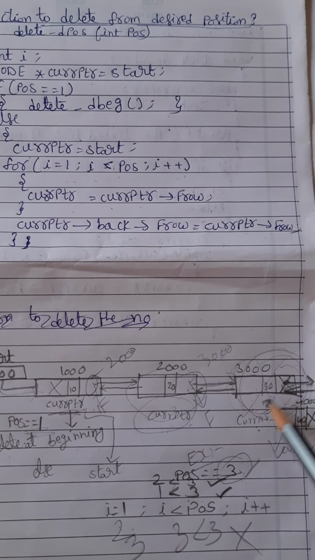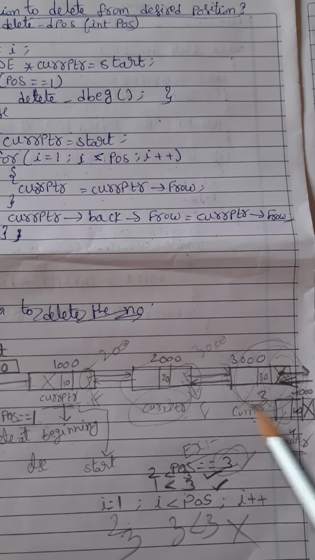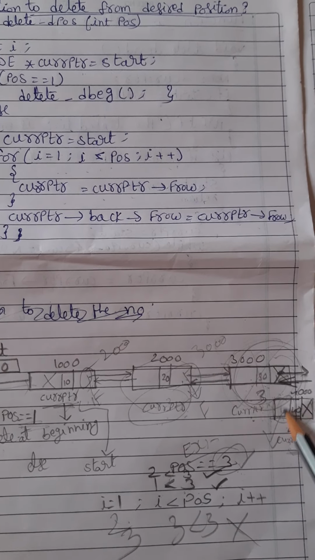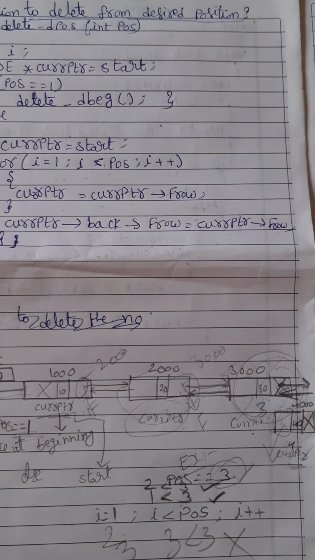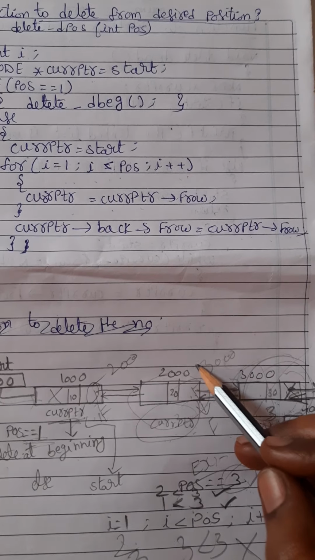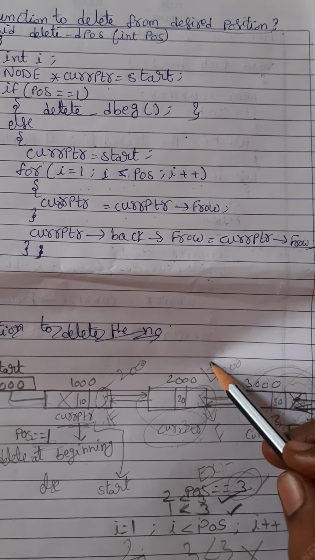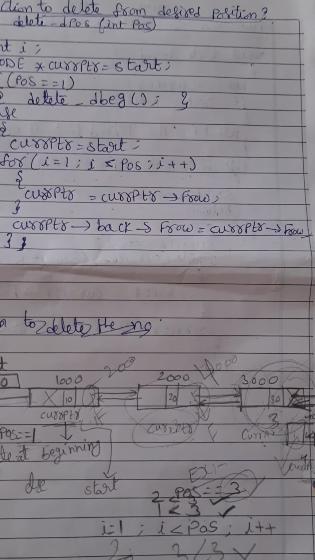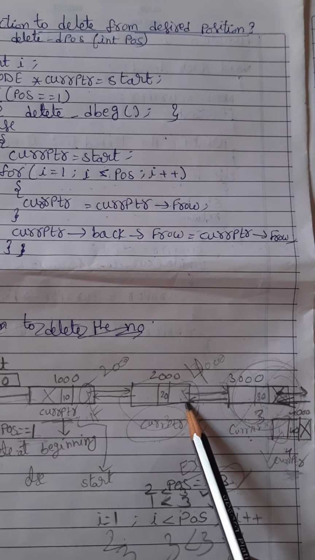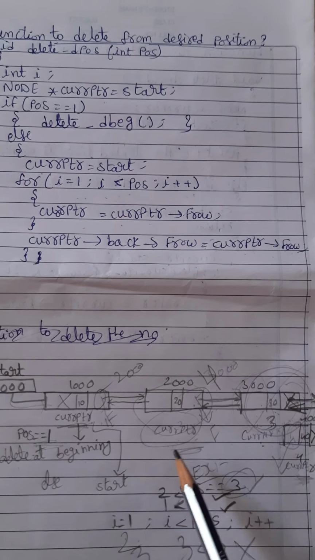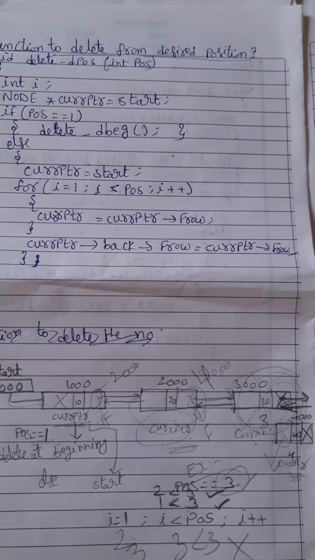After deleting the third node, it will move to the next node, and the next node's current pointer to back to fro. We are going to assign current pointer to fro. That means here, instead of the 3000 address that has been deleted, in the place of this 3000 we are going to store the next node address, that is 4000, into the current node.